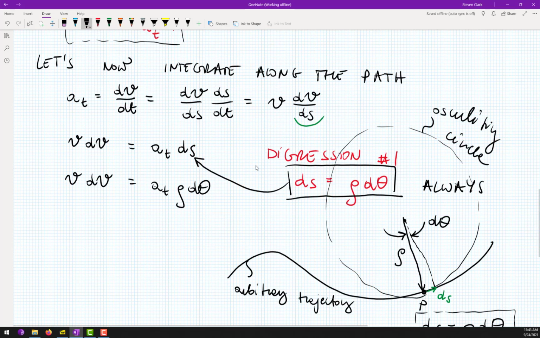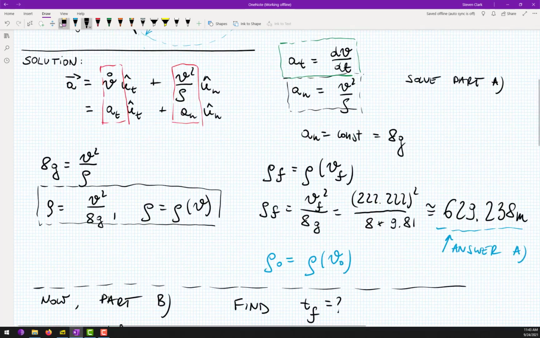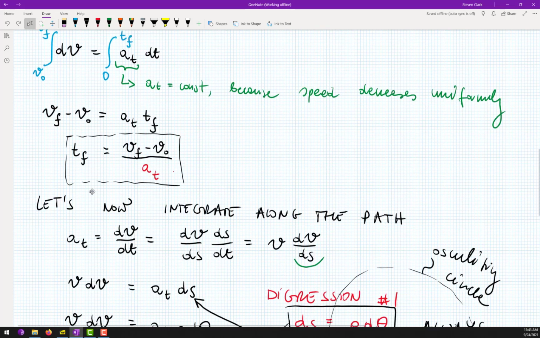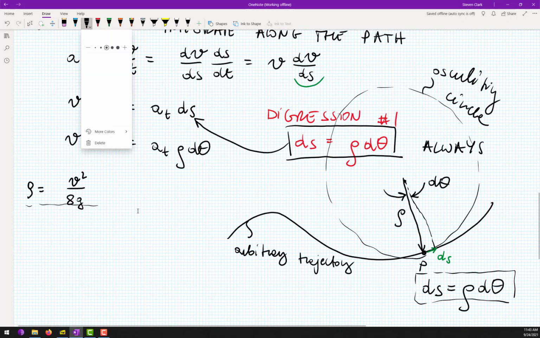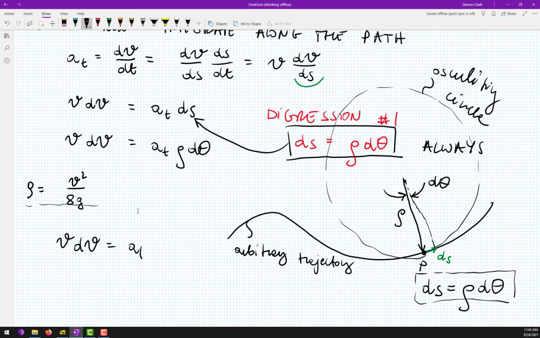However, 10 minutes ago, we found this expression. We expressed rho as a function of velocity. Do you remember? Let's use this one, and we can integrate them. 5 minutes ago, this happened. So now we can basically plug this here, and we end up with v dv is equal to at v squared over 8g d theta.